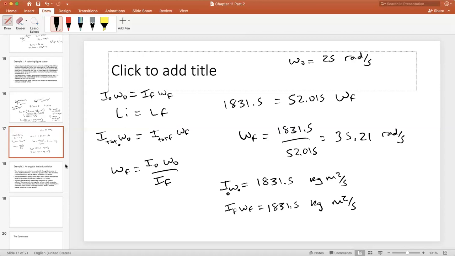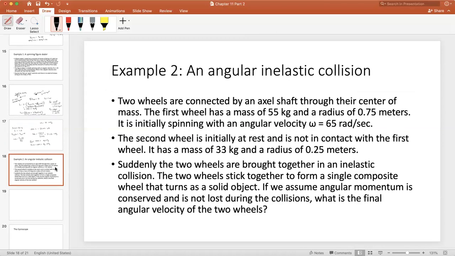The next problem is a little bit more fun. It's technically an inelastic collision with angular momentum. So basically imagine that there's two wheels on an axle shaft. I'll draw this as well. That passes through their centers of mass. The first wheel has a mass of 55 kilograms and a radius of 0.75 meters, and it's initially spinning with an angular velocity of 65 rads per second.